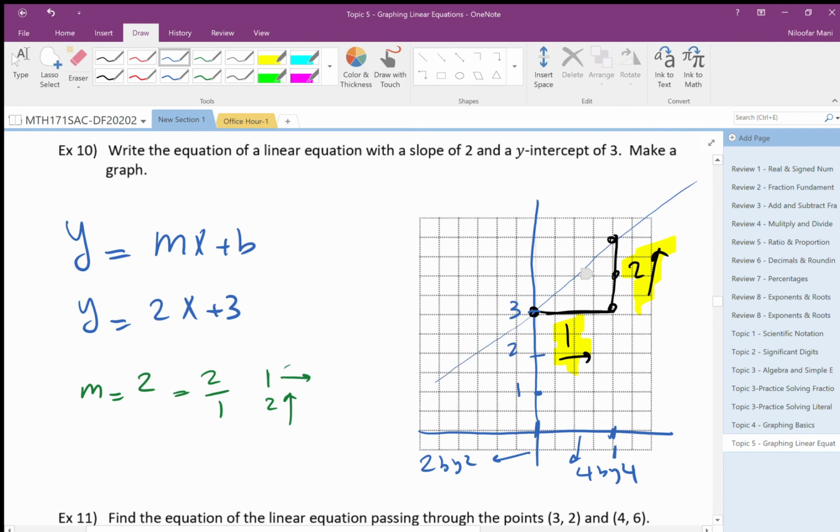So I decide on my method. I look at my slope, how many right, how many up or down, and then I just find my y-intercept, and then I do the move. I show my move, I highlight them, and then I just find the other point, and then I connect them. I have to connect the y-intercept with the new point, and that's my line.